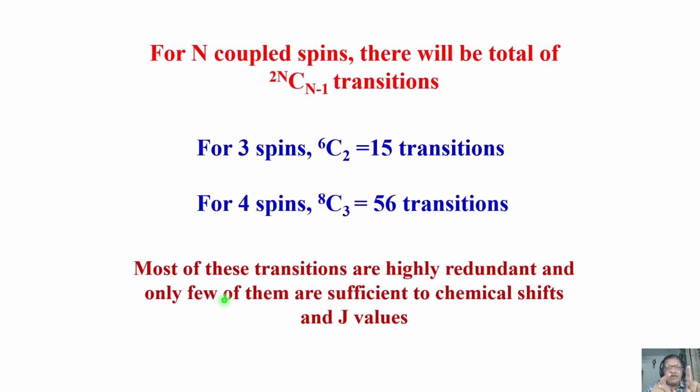Understand, 3 spins are coupled: 1, 2 and 3. There can be coupling between 1 and 2, 1 and 3, and 2 and 3. That's all. There is no need to worry about any other thing. So remember the formula: if you have n coupled spins, the analysis of the spectrum will give you n chemical shifts and n(n-1)/2 couplings. And how many peaks will we get in the spectrum? It is given by 2^n C (n-1). These are the 3 important formulas you should remember.